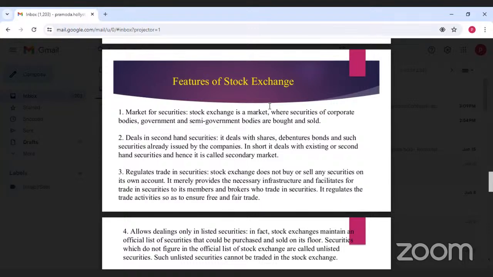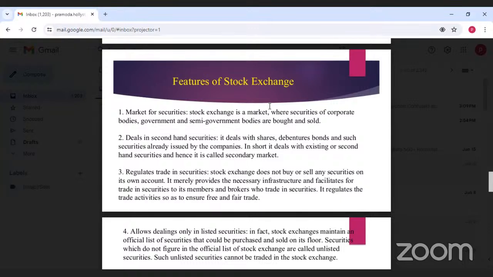Second, it deals in second-hand securities. That means that is the secondary market. Not only fresh or new shares and debentures, but also companies whose shares have already been sold or purchased can participate in the stock exchange for selling and buying. That means resale of shares or selling of second-hand securities is also allowed on the floor of stock exchange.